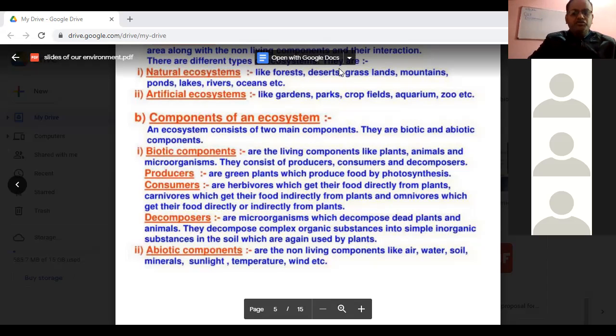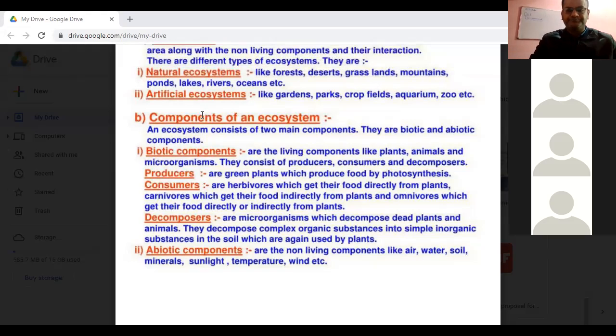So now we are coming to the abiotic component, which is the non-living component of the environment, like air, water, soil, minerals. Definitely the living components are dependent on this non-living component. So this is all about the components of the ecosystem, the two components, the biotic and the abiotic. I hope the ecosystem and its types and its components are clear to all the students.